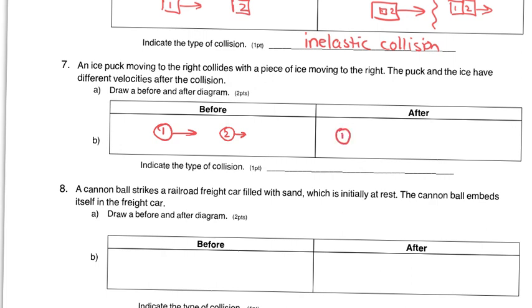It doesn't say anything about the directions. So they could have bounced off of each other and 2 got faster and 1 got slower and they're still heading in the same direction. Or 1 could be moving to the left afterwards and 2 could be moving to the right afterwards. Either one is okay. Apart at the beginning, apart at the end, that's the important piece here. If that's the case, it is an elastic collision.